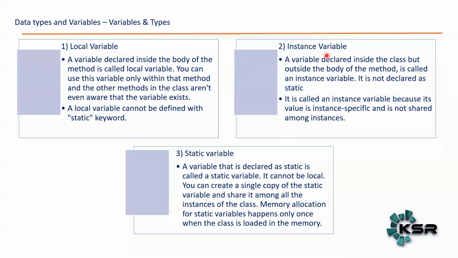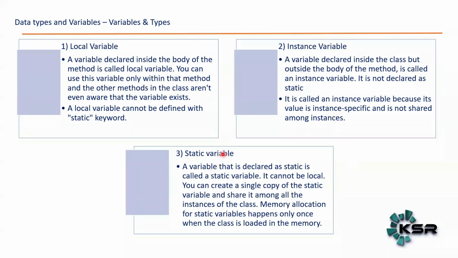What is an instance variable? A variable declared inside the class but outside the body of a method is called an instance variable. There is a huge difference: within a method, within a class, but not within the method, that is called an instance variable. Its value is instance specific and is not shared among multiple instances. It will be specific to one instance.